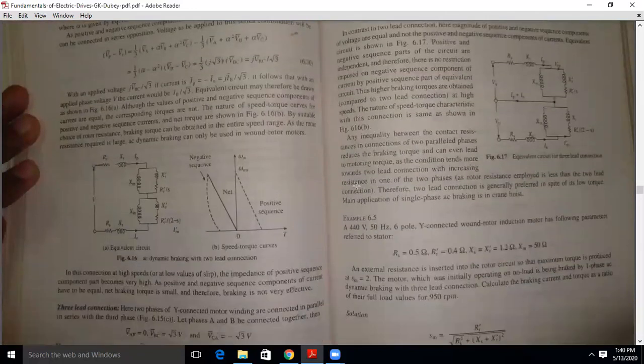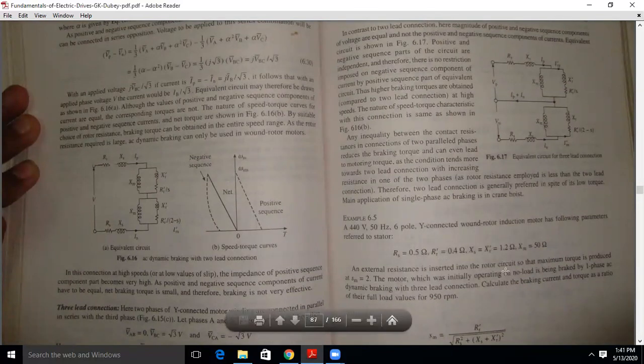This is the example, very simple example, we can say 6.5. A 440 volt 50 hertz 6 pole Y connected wound rotor induction motor has following parameters referred to stator. An external resistance is inserted into the rotor circuit so that maximum torque is produced at Sm is equal to 2. The motor, which was initially operating on no load, is being braked by single phase AC dynamic braking with 3 lead connection. Calculate the braking current and the torque as a ratio of their full load values for 950 RPM.